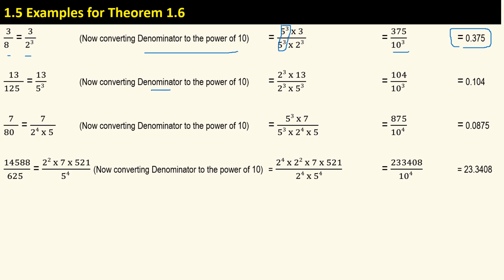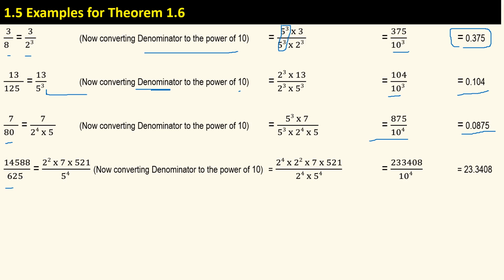Similarly, let's take 13 divided by 125, which is equal to 13 divided by 5 raised to power 3. And if we convert the denominator into a power of 10, we get 2 raised to power 3 multiplied by 13 whole divided by 2 raised to power 3 into 5 raised to power 3, which is equal to 104 divided by 1000, which is equal to 0.104. Now another example is 7 divided by 80. We can write it as 875 divided by 10 raised to power 4, which is equal to 0.0875.